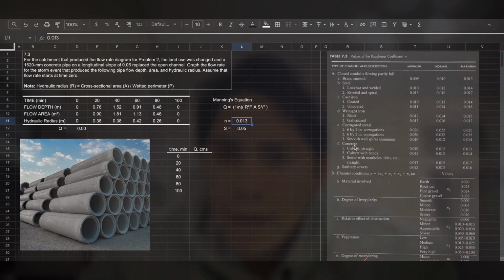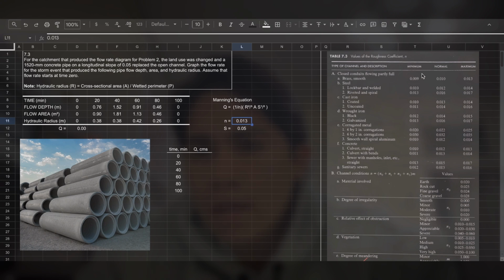So we go to letter F, and we're assuming a straight pipe, which would be the covered concrete. We have three options here: minimum, normal, and maximum. If we assume that the concrete pipe is new since it was just changed, we should use 0.013.